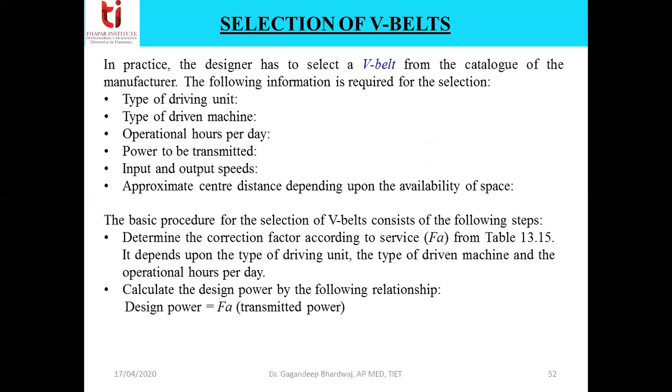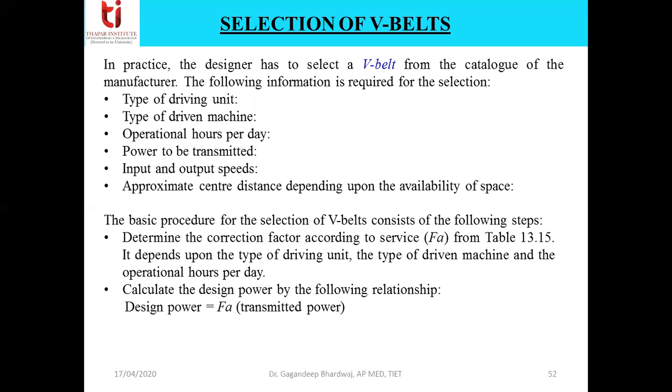In selection, the designer has to select a V belt from the catalog. So the following information is required: type of driving unit, type of driven unit, operational hours per day, power to be transmitted, input and output speed, and approximate distance between the shafts. These parameters are required.